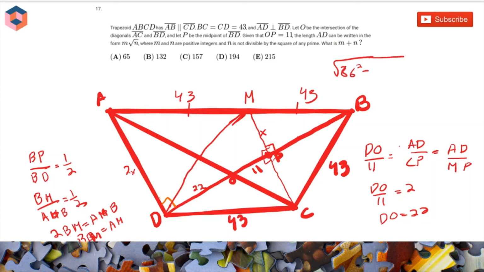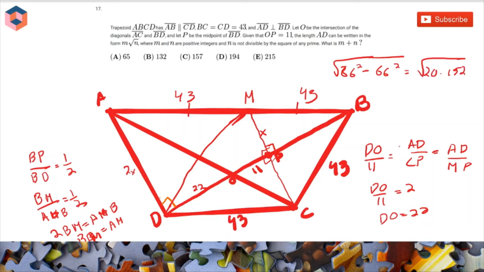Now, since DO is equal to 22 and OP is equal to 11, DP is equal to 33, and since P is the midpoint, PB is also equal to 33. So that total is 66, so 66 squared. Now, using the difference of squares on this, you get square root of 20 times the square root of 86 plus 66, which would give us 140 plus 12, or 152.